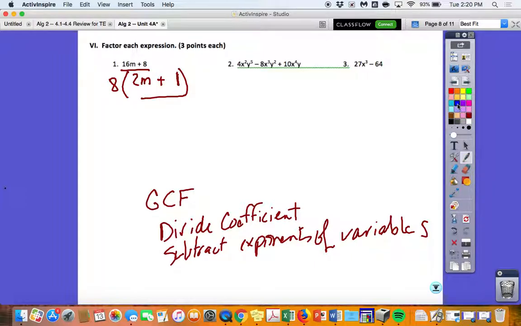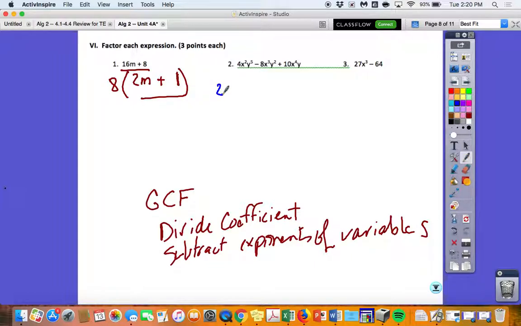All right, we get to the next one. Well, that sure is a bunch of stuff there. I'm assuming there's a GCF because that just looks like alphabet soup. So look at your numbers first. You got 4, you got 8, and you got 10. The biggest number that goes into them all is 2 because they're all even.